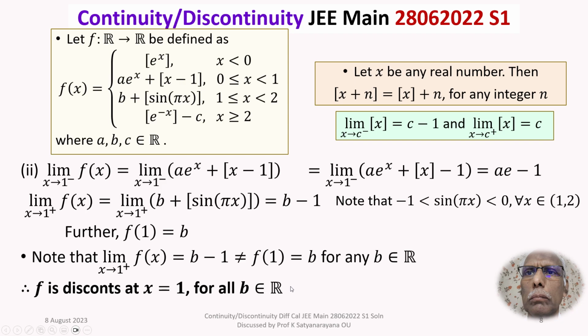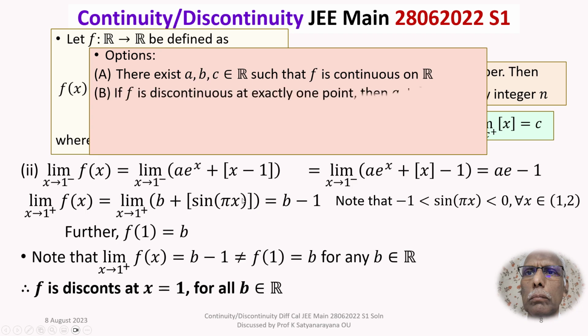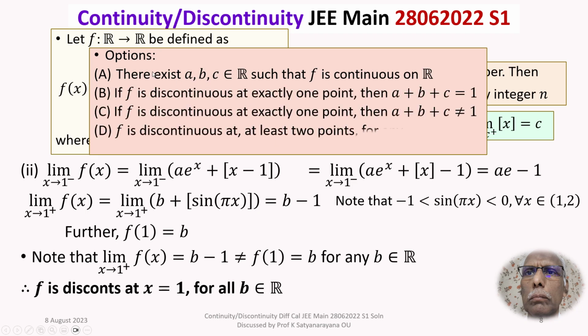So this is what we have, and let's look at our options. Option A says there exist some values a, b, c belongs to R such that f is continuous on R. It is not so, because in this case f is not at all continuous for any value of b. So remember, for any value of b, it is discontinuous for all b belongs to R. So statement A is false.